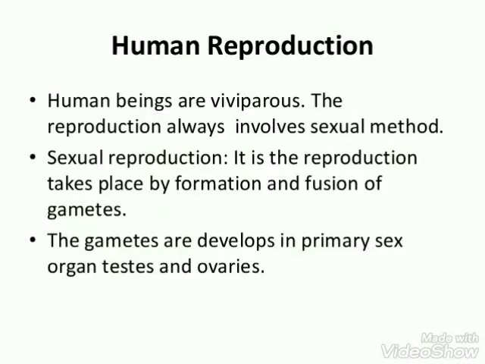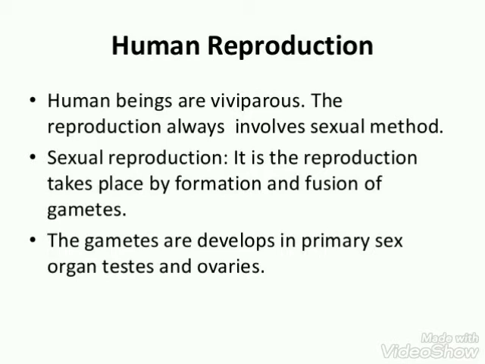Good morning, students. Today we are going to start another very important and interesting chapter of the unit reproduction, that is human reproduction. By this chapter, you will come to know more about your body. Human beings are usually viviparous, that means we give birth to the new young ones. The reproduction that takes place in human beings is always by means of the sexual method.